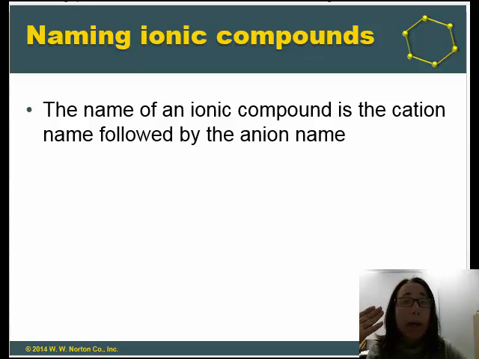So we know that when we name an ionic compound, it is always the cation name followed by the anion name. So when we look at an ionic compound, all we have to do is figure out what the cation name is and what the anion name is.